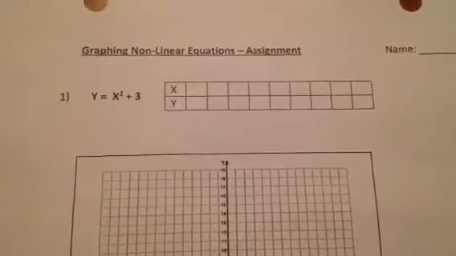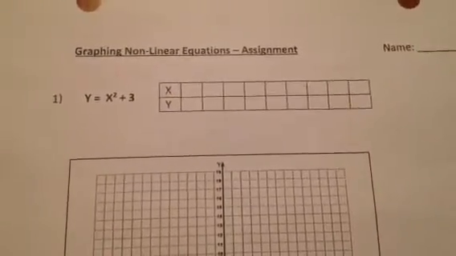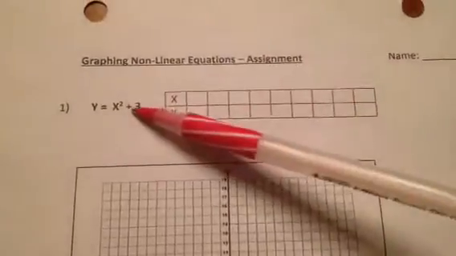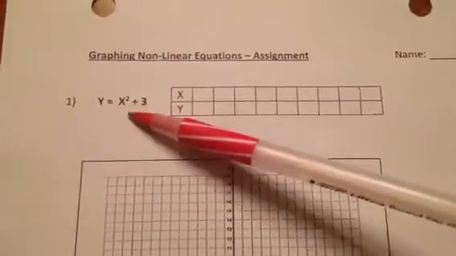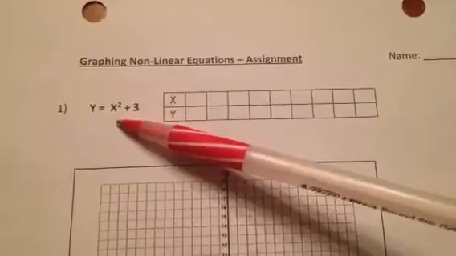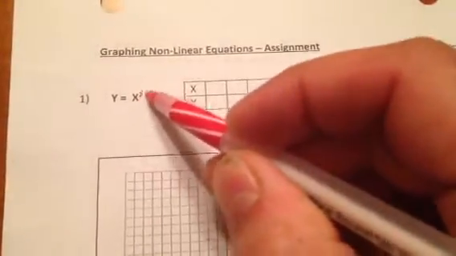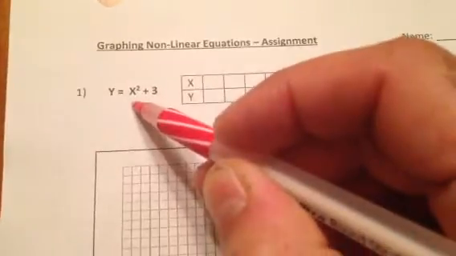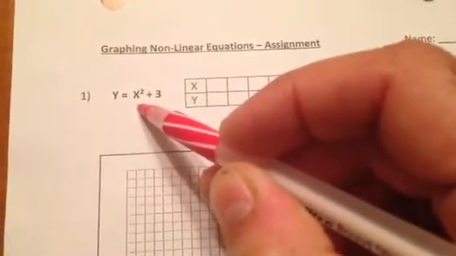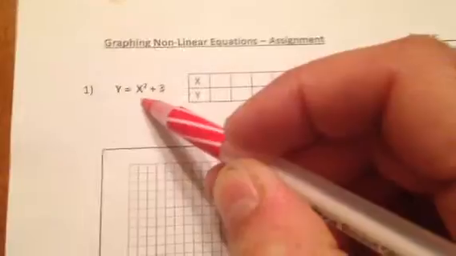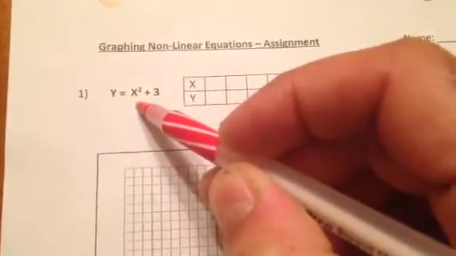Hello, grade 8s. This is a lesson on how to graph equations that are non-linear. So an example is this one right here. You know it's non-linear because it has an x times itself, or x squared, so this is not going to be a straight line when we graph it. What shape will it be? Well, you'll have to wait and find out.